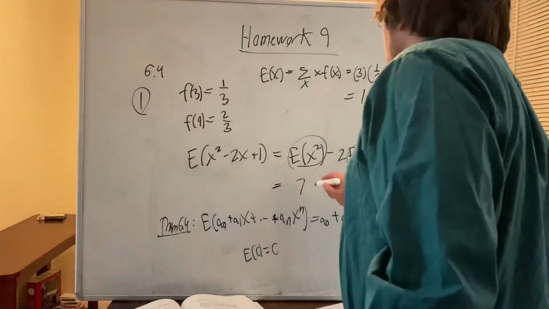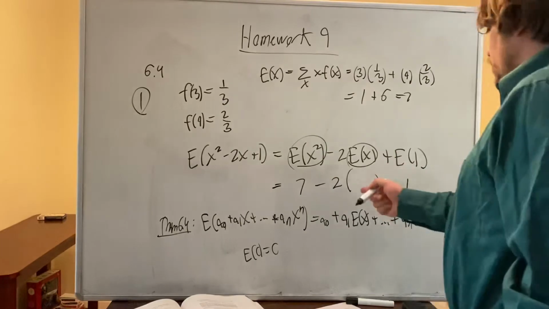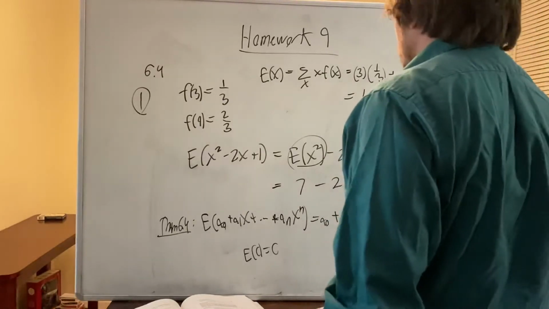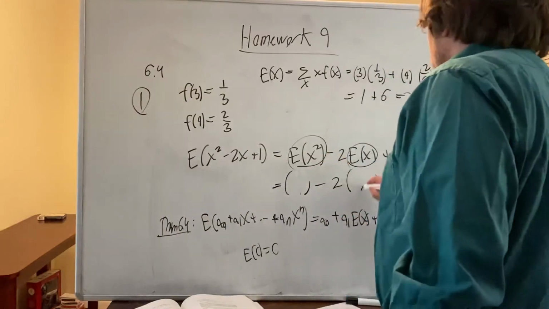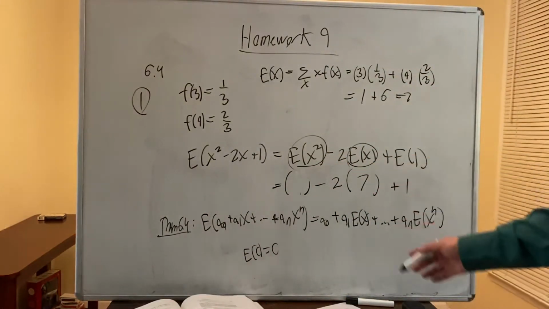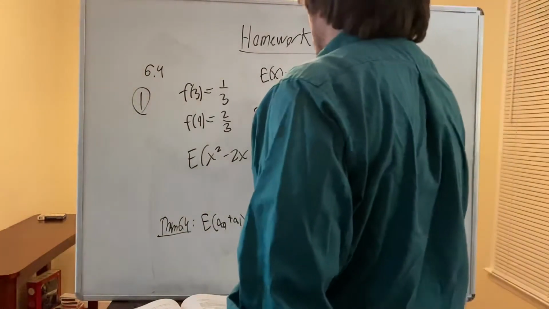So this is equal to 7 minus 2 times E of X, which I'm going to plug in there. Oh no, E of X is 7, sorry. So I'm going to put 7 in there for E of X. And E of X squared, I'm going to find here.